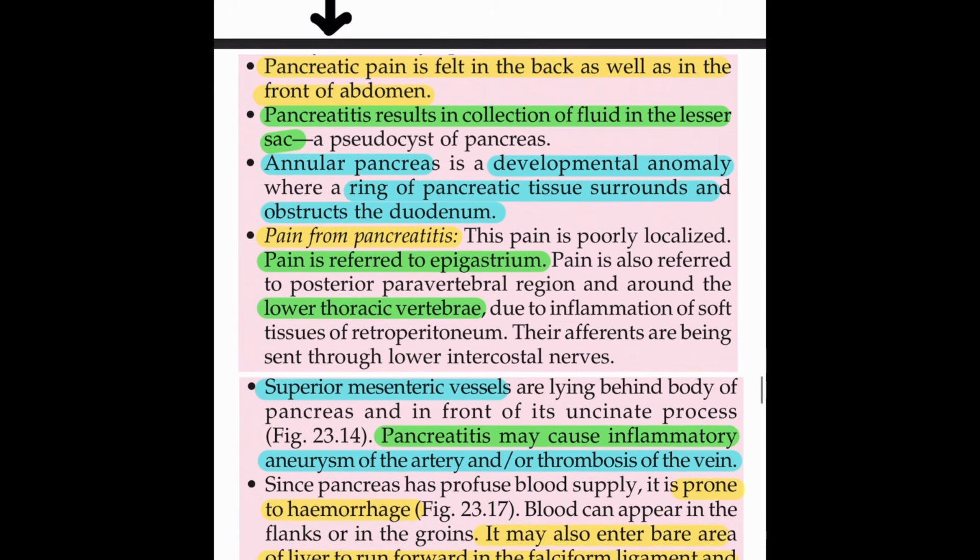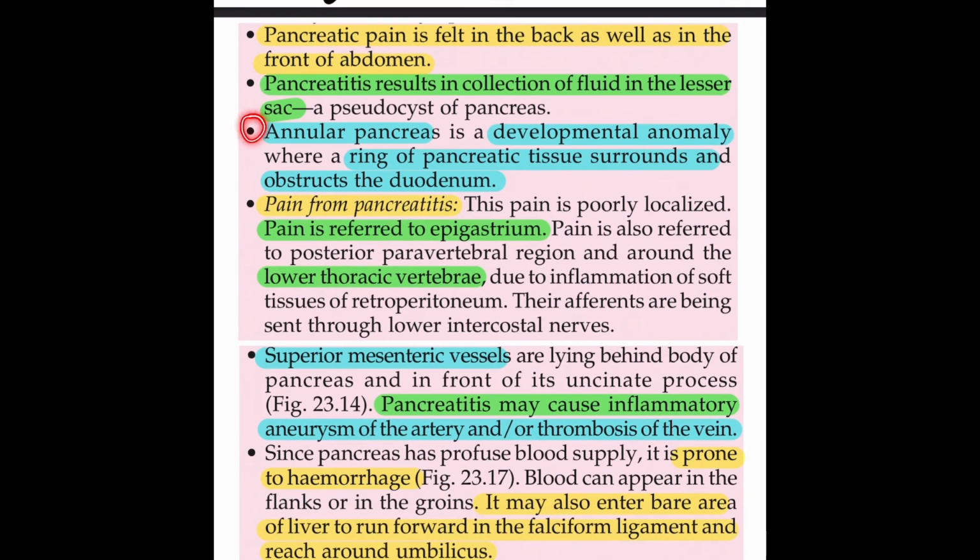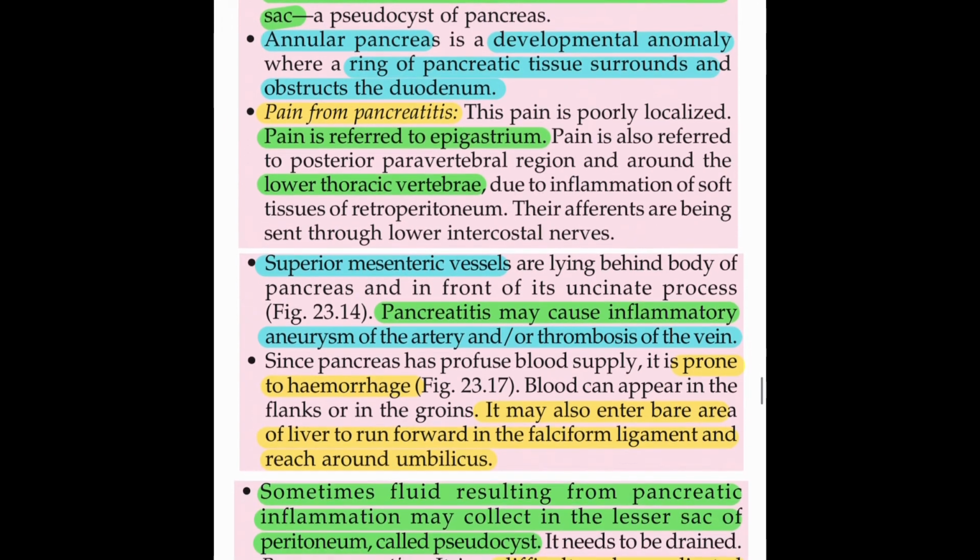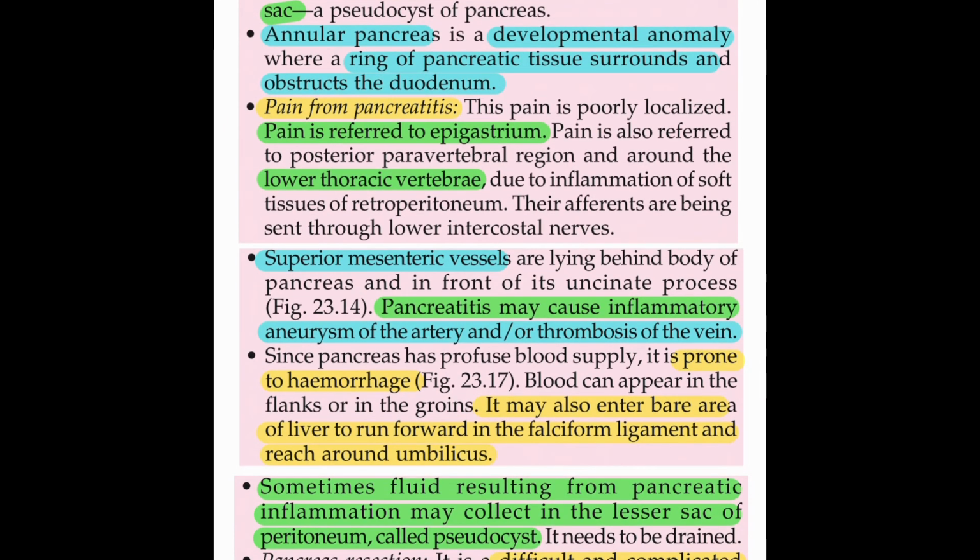Okay, next up we have annular pancreas. I'll talk about this in a minute, but let's see the referred pain from pancreatitis, where the pain is referred. So the pain is referred to the epigastrium region, 1, and to the lower thoracic vertebrae, 2. Where is the pain from pancreatitis referred? It's referred to the epigastrium and to the lower thoracic vertebrae, right, due to the inflammation of soft tissues of the retroperitoneum.